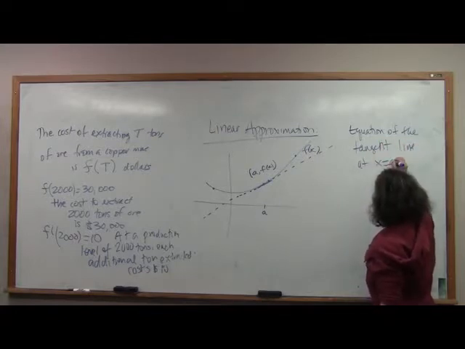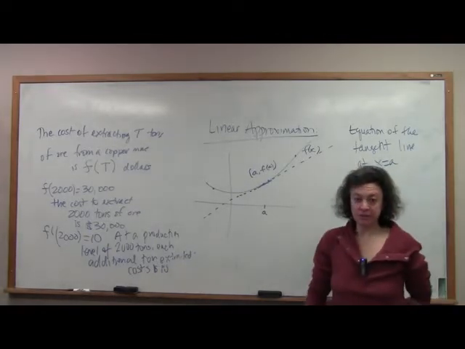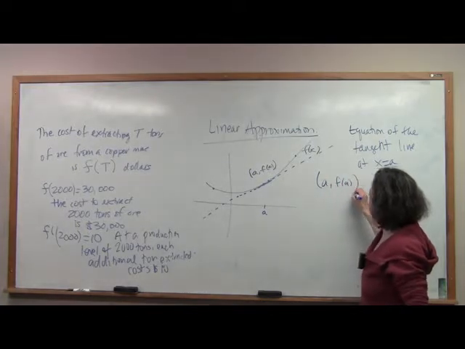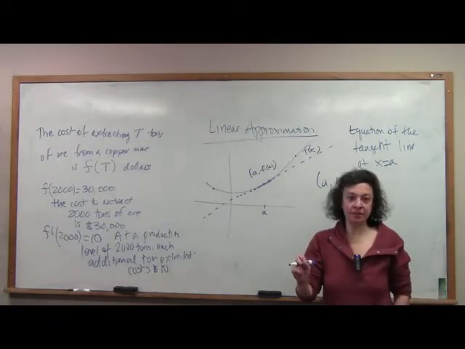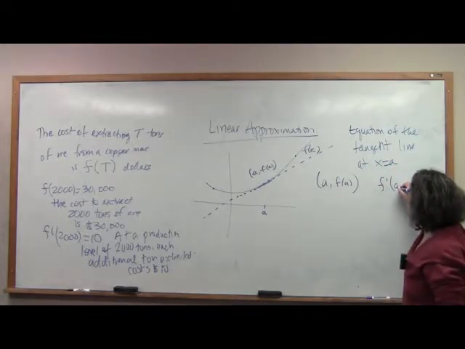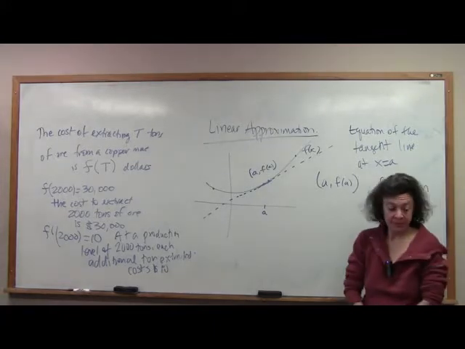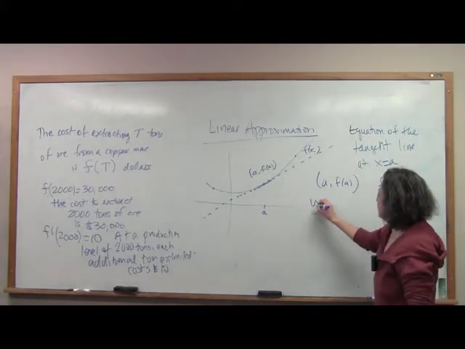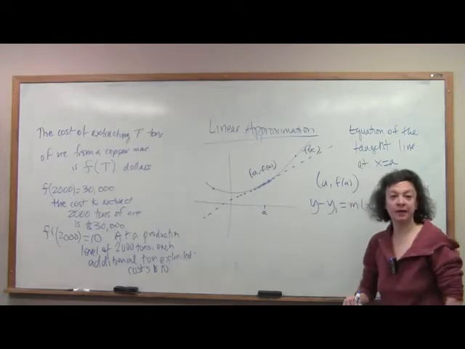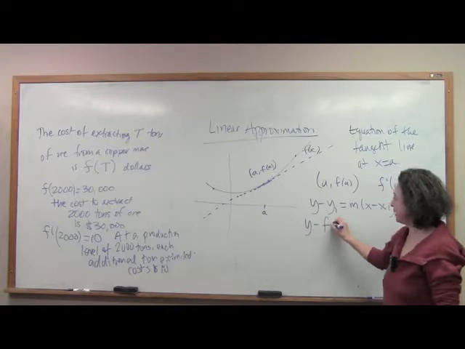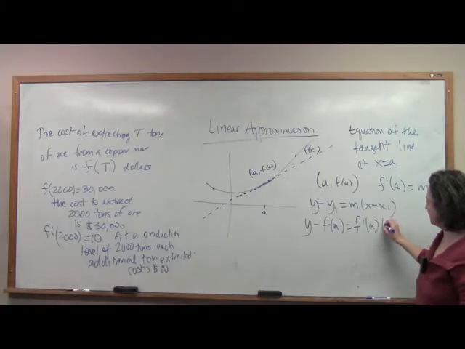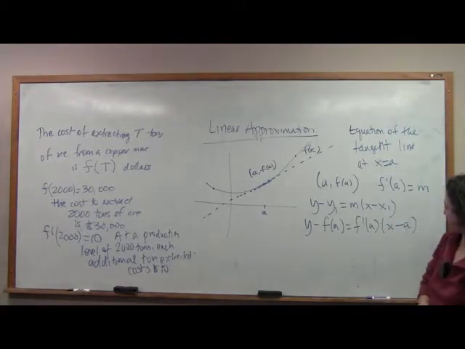at x equals a. Well, we know in order to find the equation of a line, we need a point and a slope. I have my point, a, f of a. And by definition, the slope of the tangent line at a is f prime of a. So what I'm going to do is find the equation of this line using my point slope formula. I have y minus my y value equals m, which is the derivative, times x minus my x value.